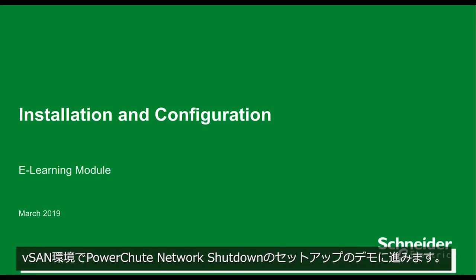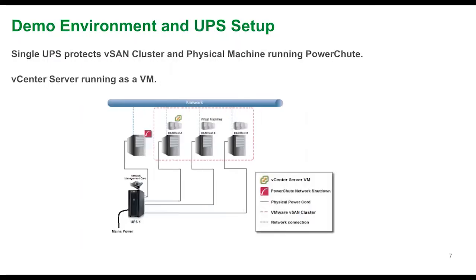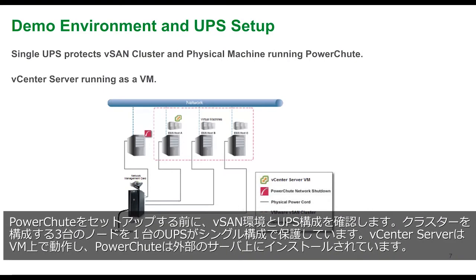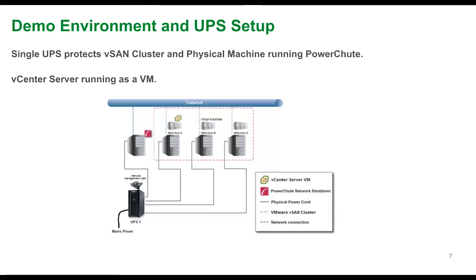We are now going to move on to a technical demonstration of how you can configure PowerChute in a VMware vSAN environment. Before we launch the PowerChute setup, here is an overview of the VMware environment you need to protect. A single UPS is powering a vSAN cluster with 3 ESXi hosts and a separate physical machine with PowerChute installed.